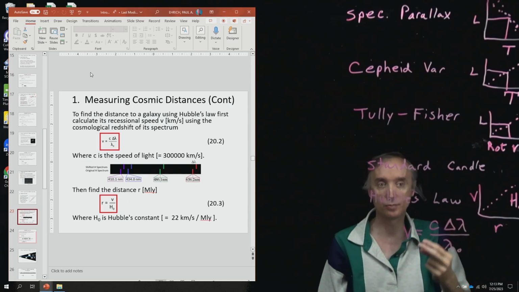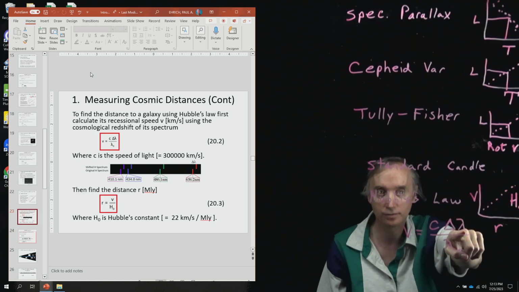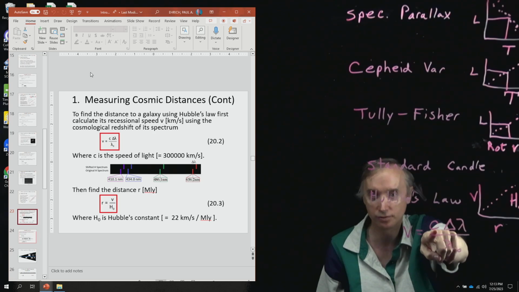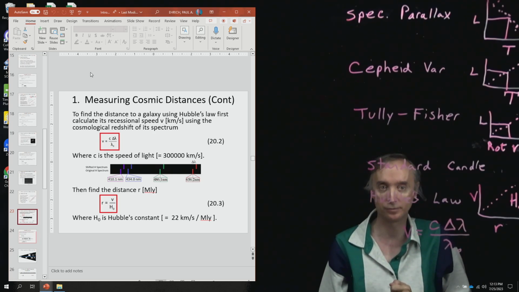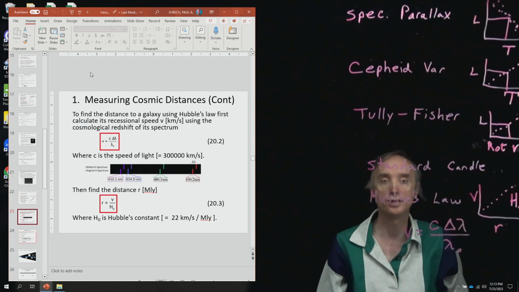And so you're going to subtract those two numbers, and that's the change in the wavelength. You're going to multiply by 300,000, because that's the speed of light in kilometers per second. And then divide by the original wavelength, so now you've got the speed of recession.